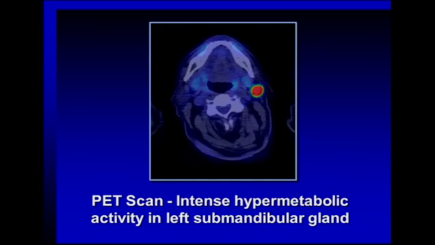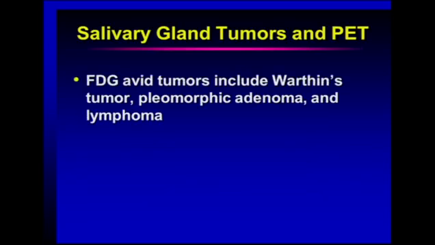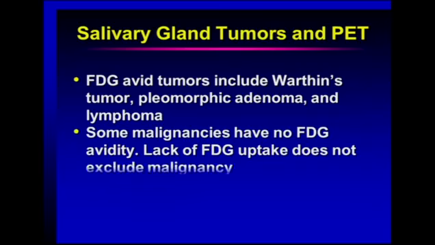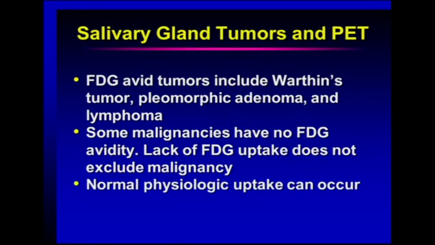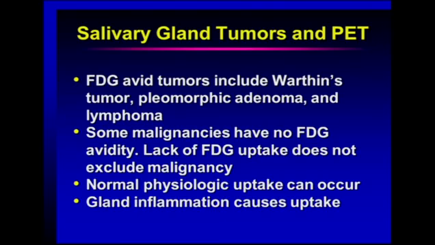The patient may not present with a palpable mass, but with an abnormality on a PET scan involving the salivary glands. If we see a hypermetabolic area, there are a number of types of salivary gland tumors that can have this appearance. Some malignancies don't have this avidity, unfortunately, so having a lack of uptake doesn't exclude malignancy. There is also normal physiologic uptake, and gland inflammation can cause uptake.